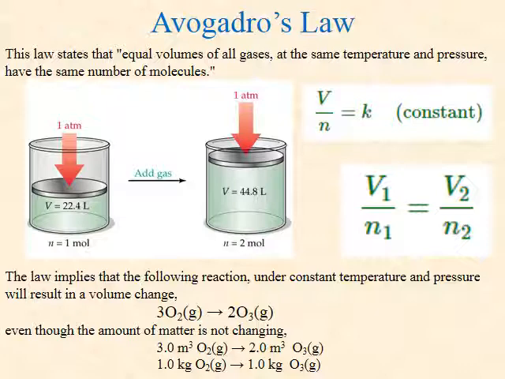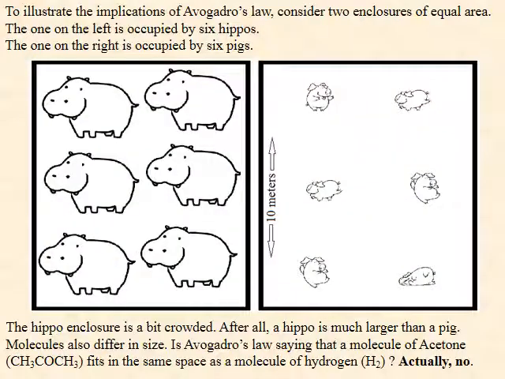Take for example, 1 kilogram of oxygen at certain temperature and pressure, converting into ozone, at the same temperature and pressure. According to Avogadro's law, the volume of ozone will be 2/3 of the volume of oxygen used to produce it. To illustrate the implications of Avogadro's law, consider two enclosures of equal area.